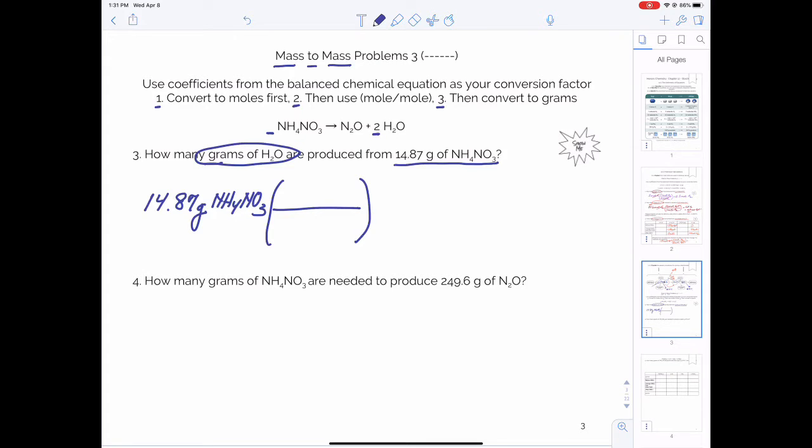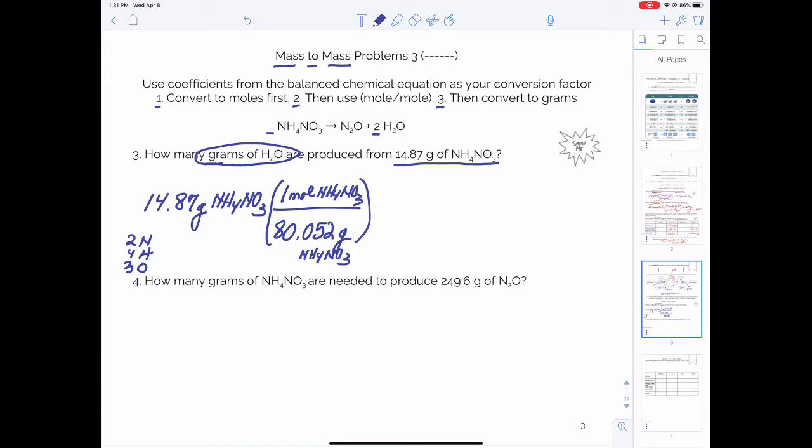And the balanced chemical equation says that for 1 mole of ammonium nitrate, I will make 2 moles of water. So in order to do this problem, I'm going to need to convert everything into moles. So the first thing I'm going to do is convert from grams of ammonium nitrate to moles of ammonium nitrate. I'm going to look on the periodic table and find the molar mass of ammonium nitrate. So that's going to be 2 nitrogen, 4 hydrogen, and 3 oxygen. And when I add those up, I get 80.052 grams of ammonium nitrate.